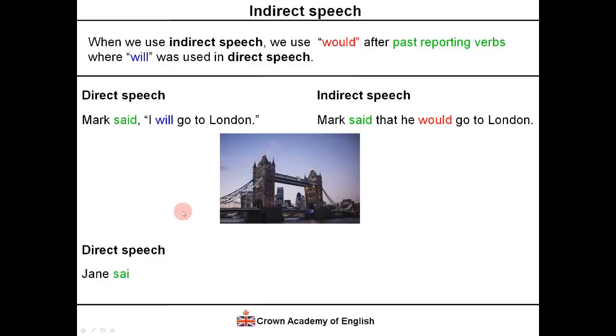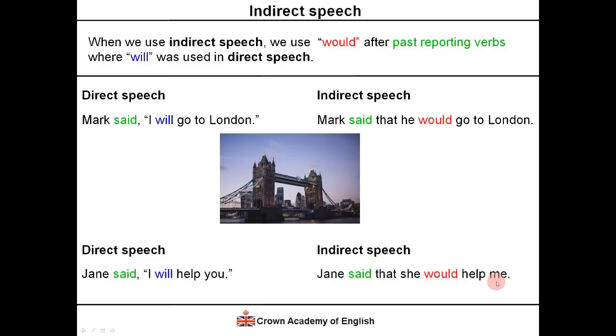Example 2, in direct speech, Jane said, "I will help you." If we convert it to indirect speech, we use this rule and we replace will with would. Jane said that she would help me. She would help me. Okay?